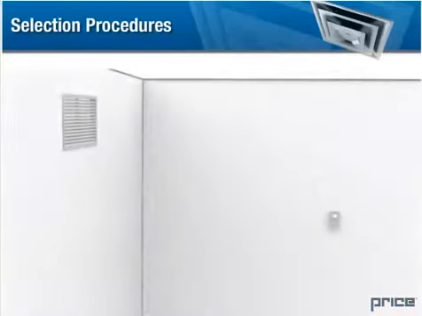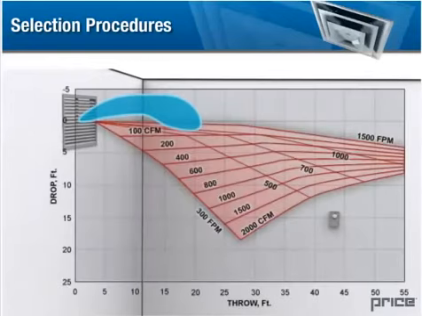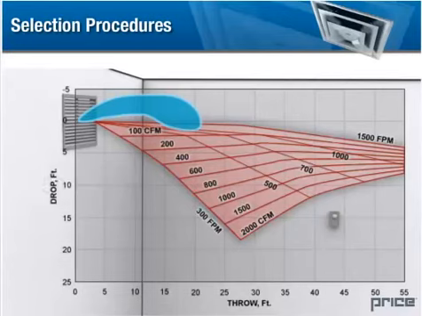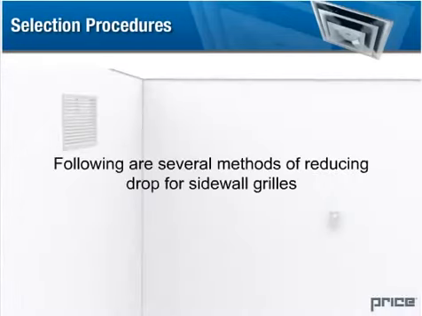Drop. Since a velocity of 50 feet per minute or less is desirable in the occupied zone, drop should be limited to a terminal velocity of 50 feet per minute, 6 feet from the floor. Following are several methods of reducing drop for sidewall grills.